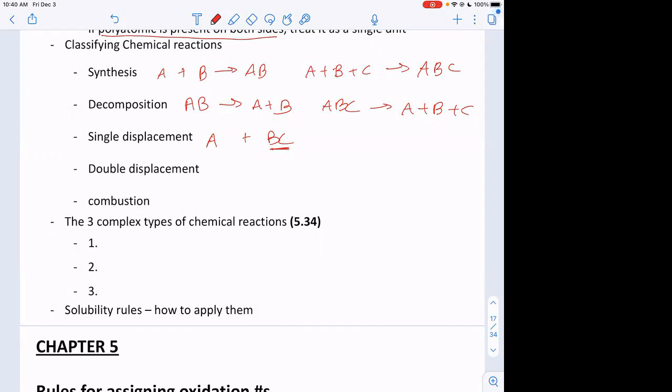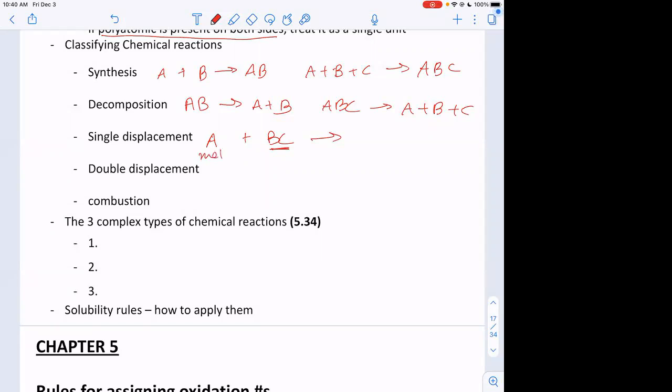B would be the cation. We always write cations first in an ionic compound, okay? So B would be your cation, so A would replace B. But if A is a non-metal, non-metals like fluorine, chlorine, bromine, or oxygen, they become anions, okay? So if it's a non-metal here, it would replace C. So it just depends on what A is. If it's a metal, it will replace the cation. If it's a non-metal, it will replace the anion, okay?